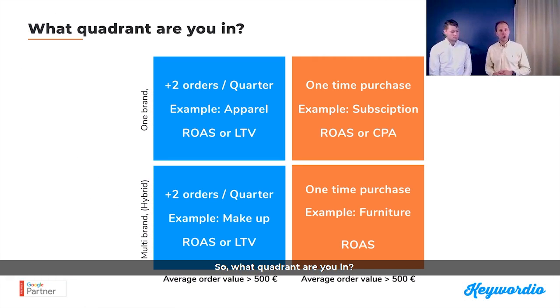What quadrant are you in? So if we look at the left side, we have what we call the multi-brand companies. So typically that is a retailer. You sell other brands' products, or you're a hybrid. That means that you typically have some of your own brands that you mix up with other big brands. So for example, if you have your own sneaker brand, maybe you mix that up with a couple of Nike and Adidas shoes as well.